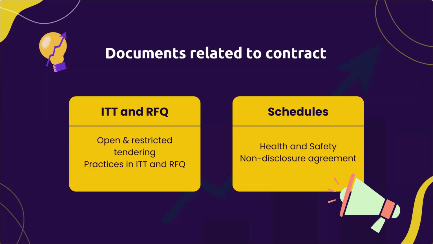Here we may include some schedules, like health and safety or code of conduct. There are other schedules on the standards, on the specification, on performance measurement, and so on. And of course, we have the non-disclosure agreement. They can form part of the contract and can be referred to within the contract body.